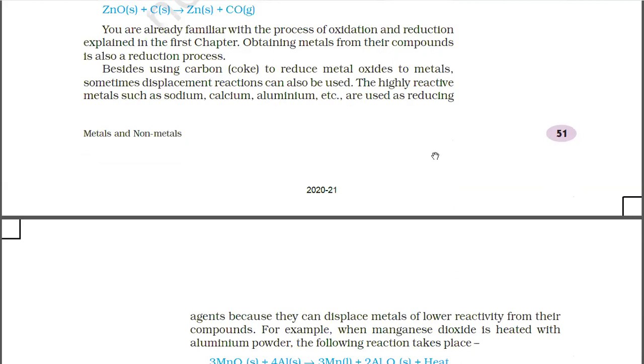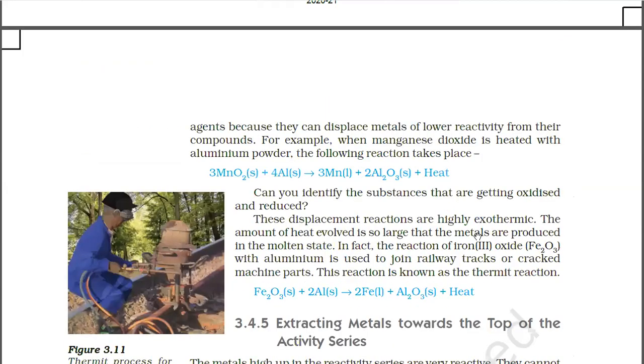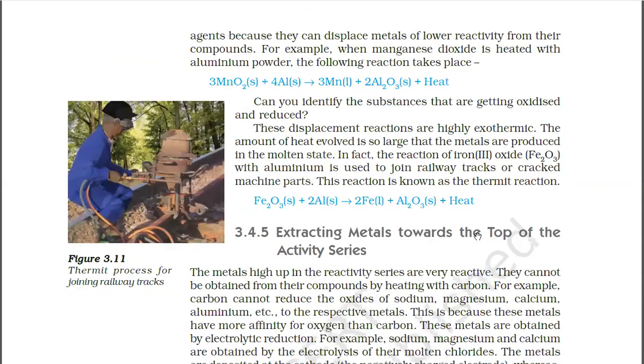The highly reactive metals such as sodium, calcium, aluminium are used as reducing agents because they can displace metals of lower reactivity from their compounds. For example, manganese dioxide is heated with aluminium powder. The following reaction takes place. 3MnO2 + 4Al gives 3Mn + 2Al2O3 + heat. Can you identify the substances that are getting oxidized and reduced?